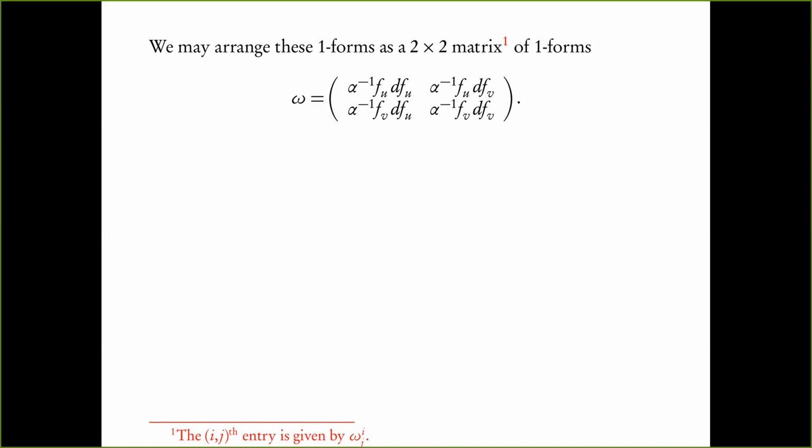All right. Okay, so this is alpha inverse fu dfu, alpha inverse fu dfv, alpha inverse fv dfu, alpha inverse fv dfv. Good. So at this point, you should be asking yourself the question. Remember, we had talked about KdA, that was a 2 form. Now we have ourselves a matrix of 1 forms. How do we obtain a matrix of 2 forms, and whether we can combine all of this to get an actual 2 form which resembles the 2 form KdA?